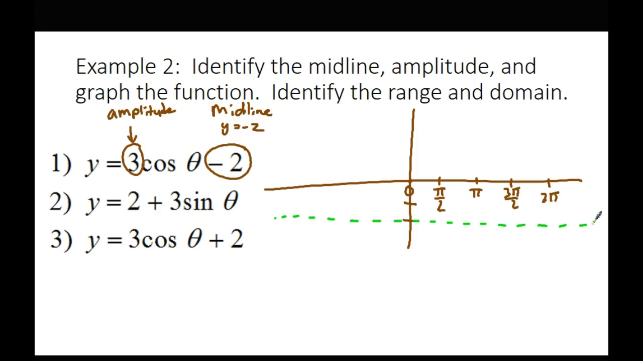All right. Now here's the next part. We're going to take our amplitude, which is 3, and we're going to go that far above our midline and that far below. So if this is my midline, I'm going to go up 3. 1, 2, 3. So this distance here is 3, right? And that puts me where? That puts me at 1. That's where my maximum value is going to be. And then I'm also going to go down 3. 1, 2, 3. And that's going to be my minimum value. That's my amplitude.